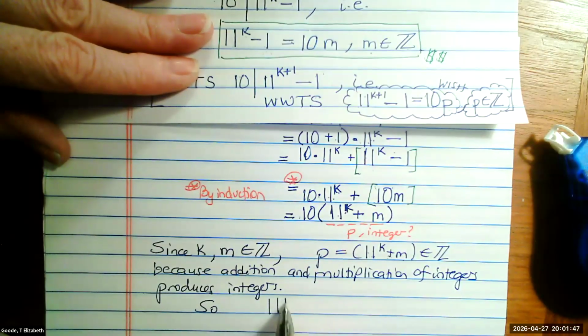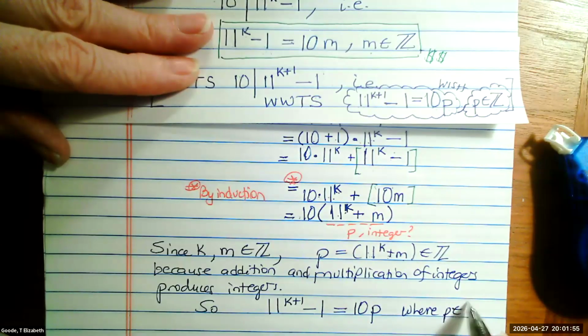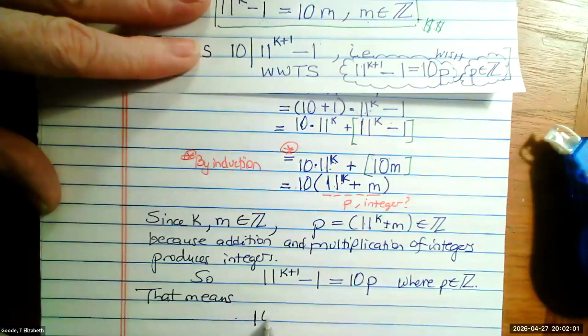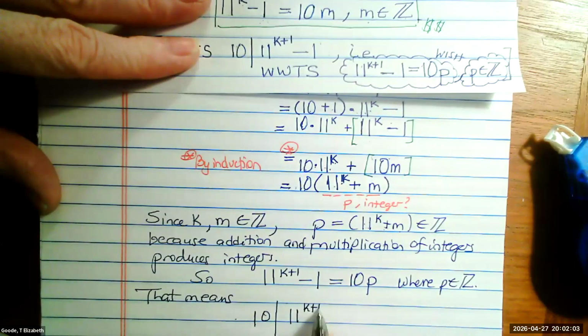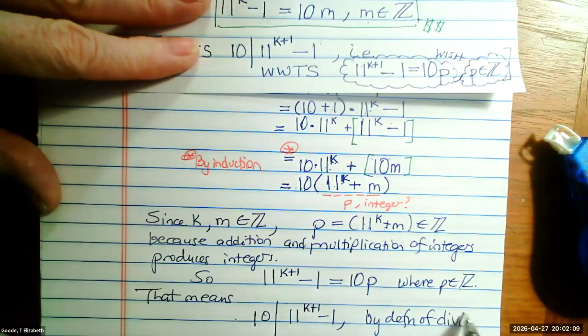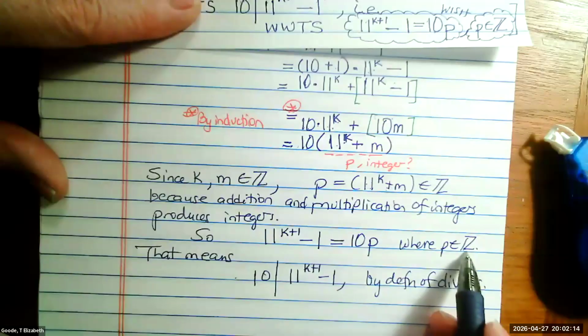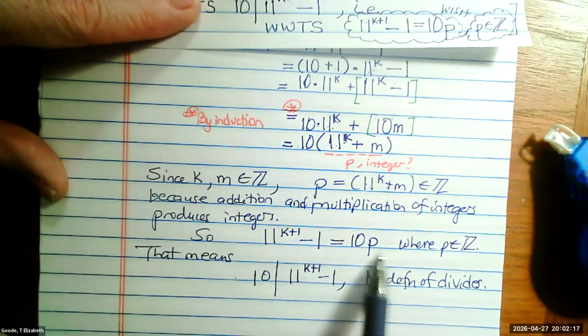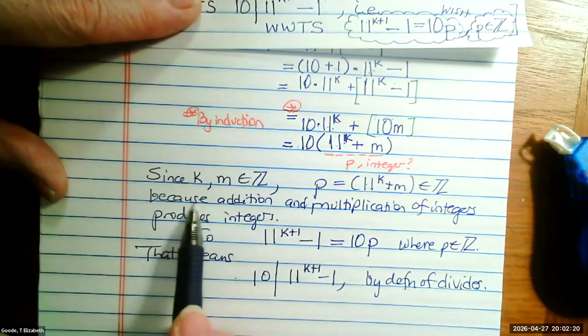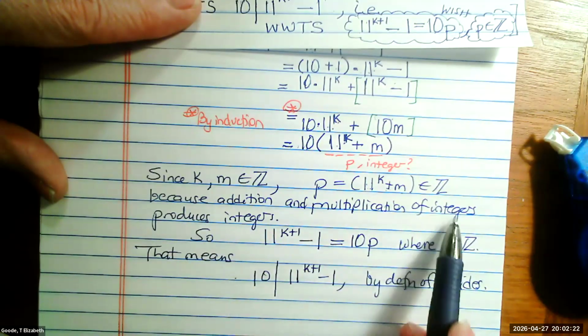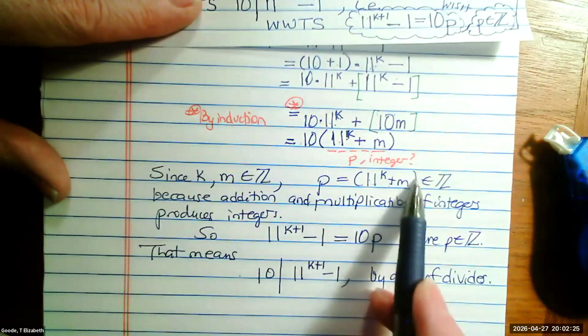So in fact, 11 to the k plus 1 minus 1 is equal to 10 times p, where p is an integer. And that means 10 does divide 11 to the k plus 1 minus 1 by definition of divides. And then I should write that p is an integer, right? Yes, because we had to prove p was an integer. We didn't just write it, we proved it by invoking the fact that addition and multiplication of integers produces integers. That's why p is an integer.